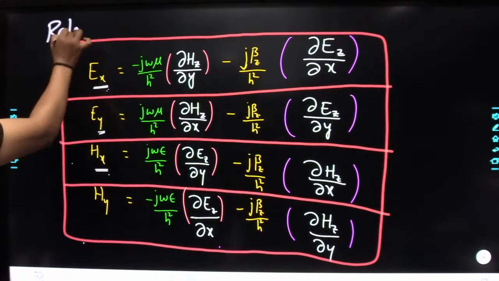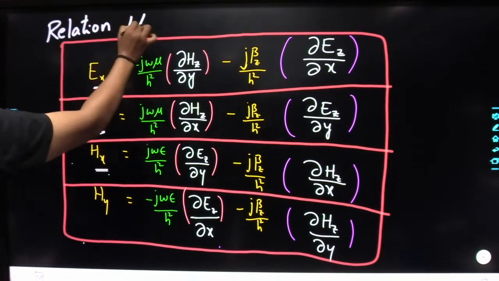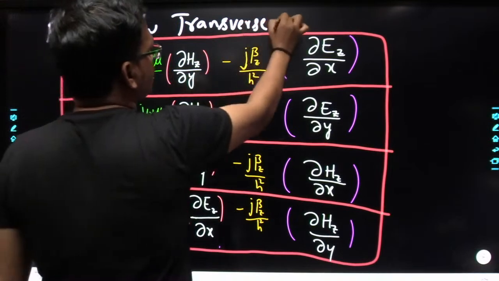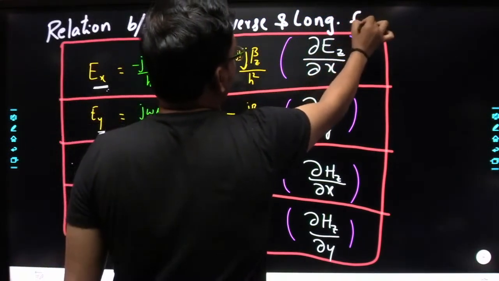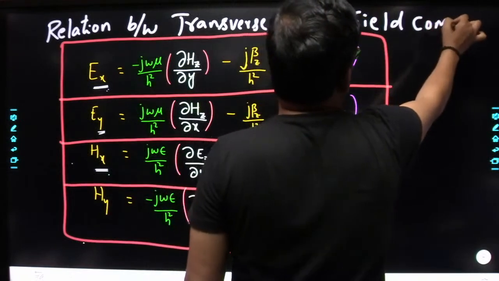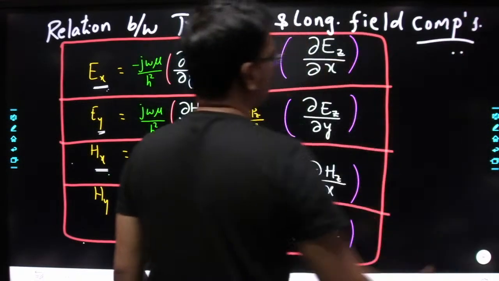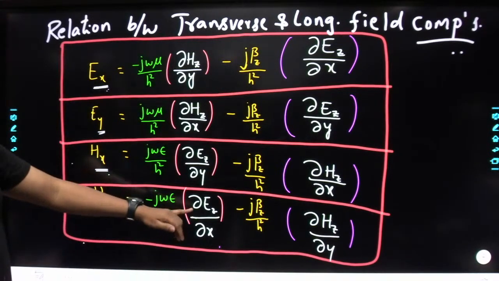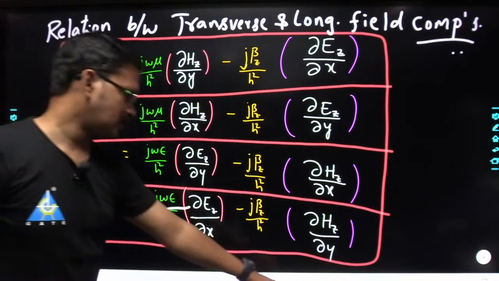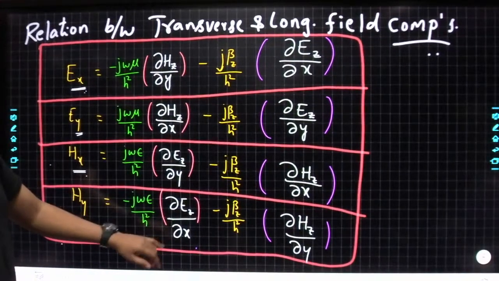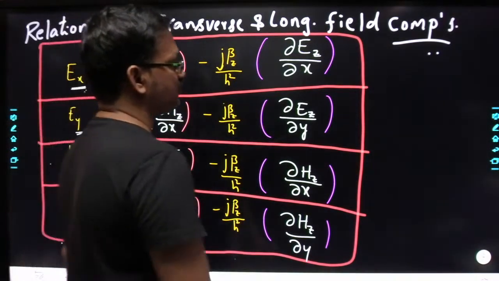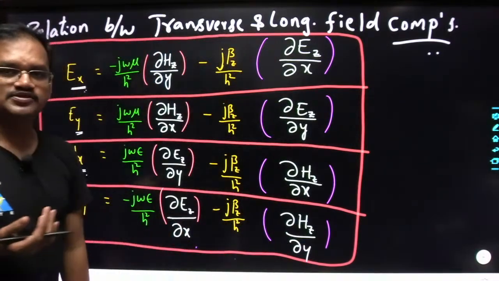So these are the relations between the transverse and longitudinal field components, right? So this is how we can represent the relation between the transverse field components and longitudinal field components. See, from this we can observe one thing here. The main observation that we can make is, suppose the longitudinal field components become 0 here.